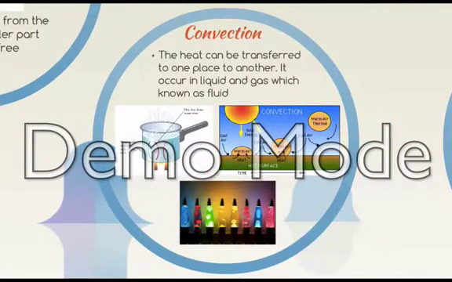Convection is the heat that can be transferred from one place to another. It occurs in liquids and gases, which are known as fluids. Convection occurs when particles with a lot of heat energy in a liquid or gas move and take the place of particles with less heat energy. The liquid or gas in a hot area is less dense than the liquid or gas in a cold area, so it rises into the cold area. The dense cold liquid or gas falls into the warm area.